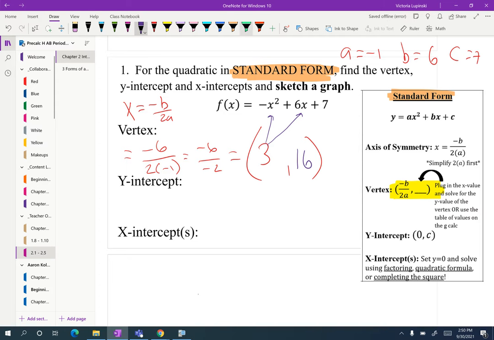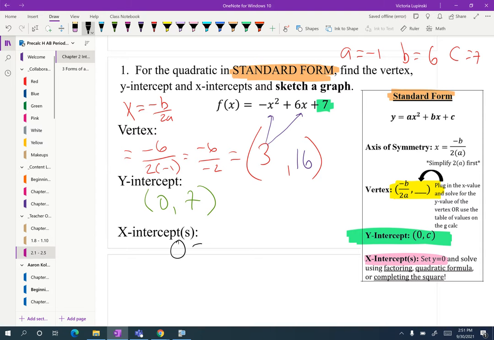The y-intercept is always very, very easy to find from standard form. It is always the c value, which means the value by itself in the back. So no work required: (0, 7). In order to find the x-intercepts, you're going to go ahead and set y equal to 0 and then solve it using a variety of strategies.